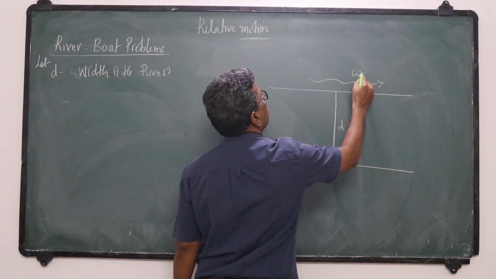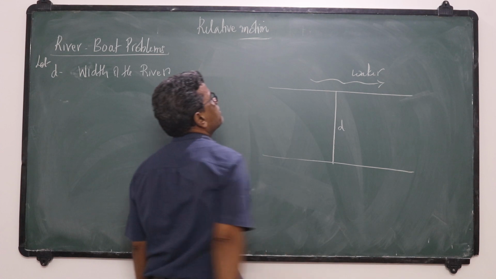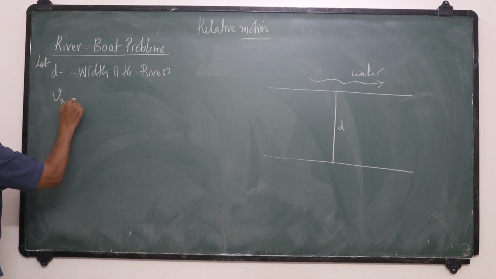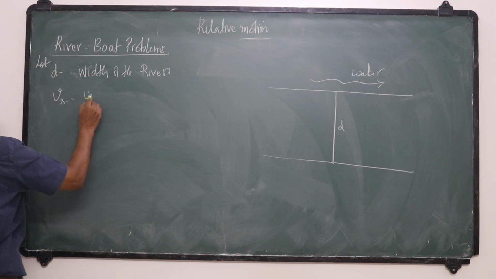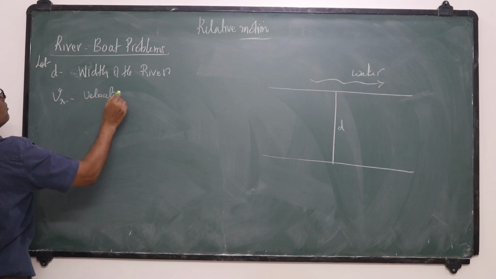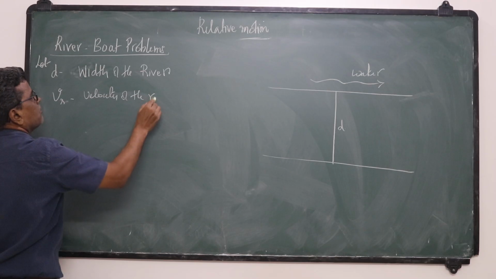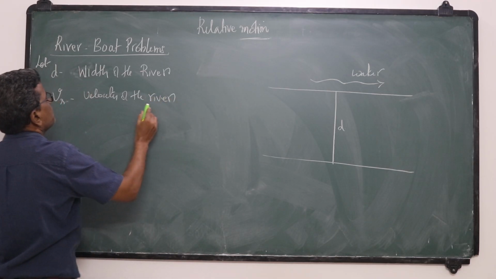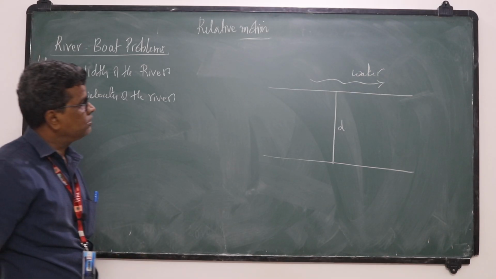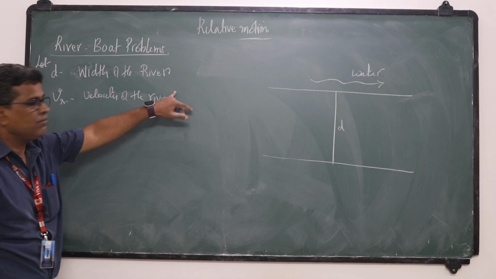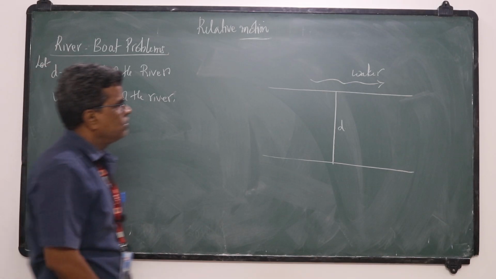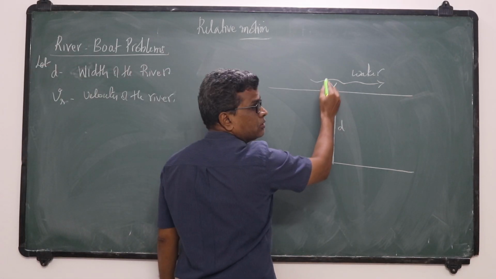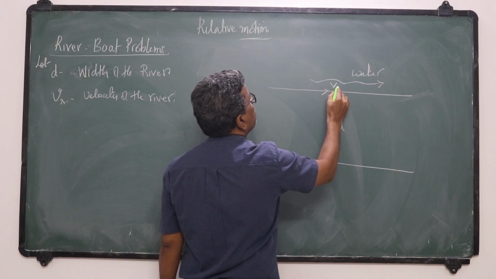Water flows in a river left to right with velocity Vr. So, let Vr be the velocity of the river, that means the water that is flowing left to right, with respect to ground. If I have not mentioned otherwise here, that means with respect to ground. So, Vr is moving in this direction. The river is flowing in this direction.